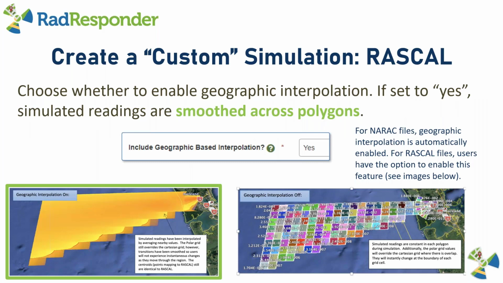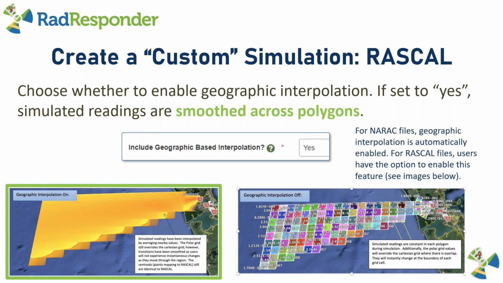So geographic interpolation, again, will be one of the prompts that you're presented with if I select RASCL, and I have the option to toggle this between yes and no. For NARAC files, geographic interpolation is automatically enabled. But again, you've got the option here with RASCL. What you're seeing on the left side is an illustration where geographic interpolation is turned on. And so what's occurring is we are, so to speak, smoothing the values between the polygons that comprise the RASCL model. Contrast that with the image on the right side, where geographic interpolation is turned off.